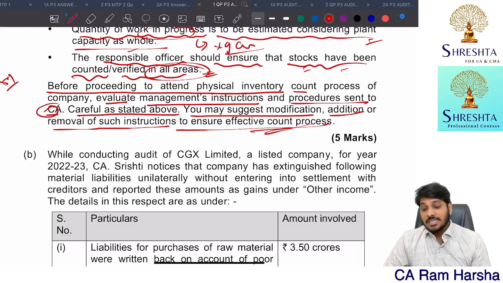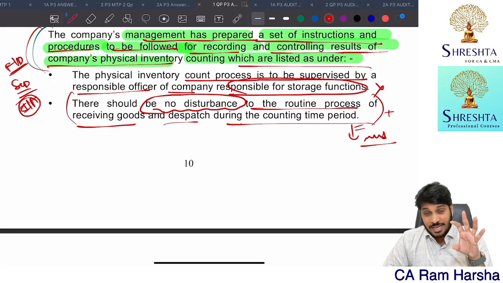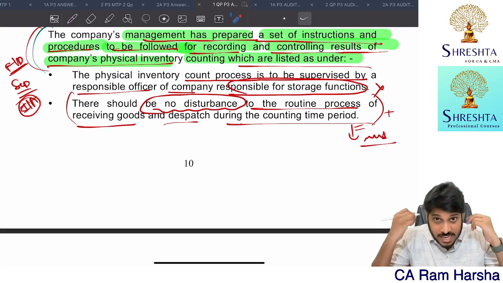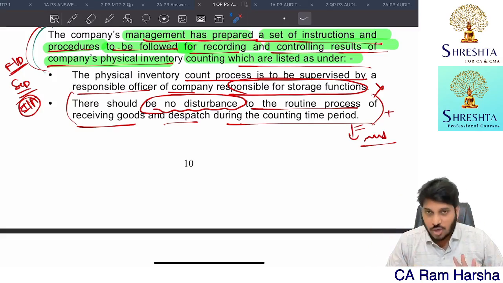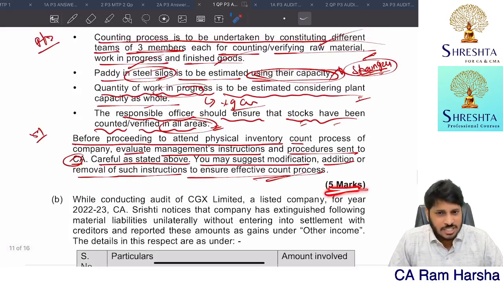Now, in the given case, management has given certain instructions. Inside that, the following modifications can be made. Think logically. The actual answer given is so lengthy that we can't even imagine it. But based on this, if you write 5 points, that's more than enough. If you're able to give 5 suggestions, that's more than enough.